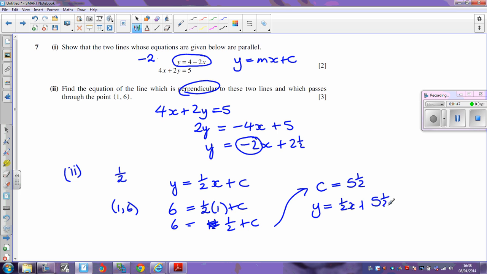Now you can leave it like that, or you could multiply everything by 2, which would give you that 2y is equal to x plus 11.